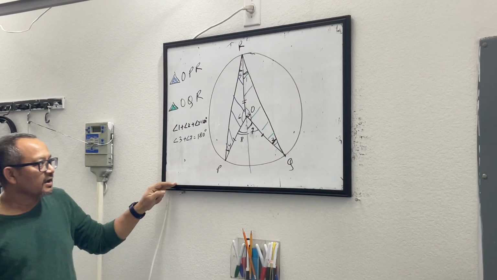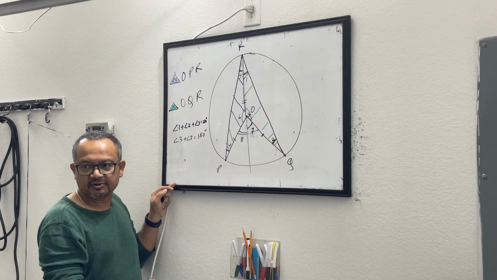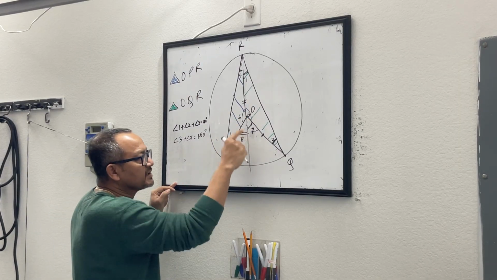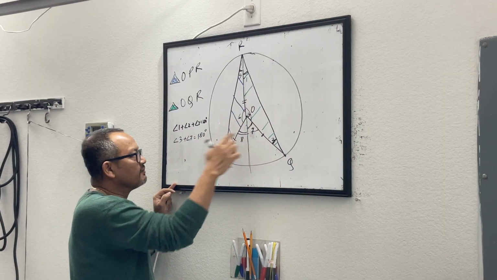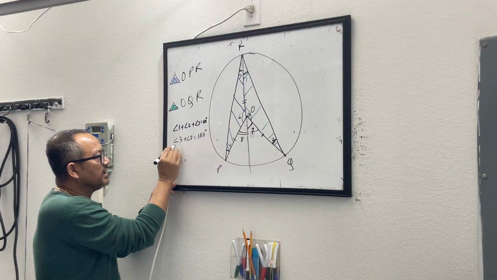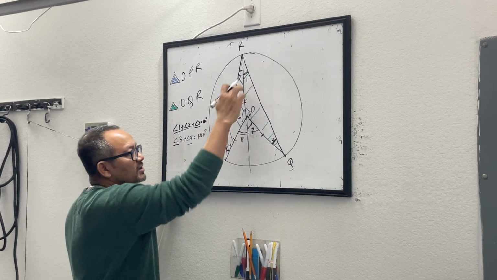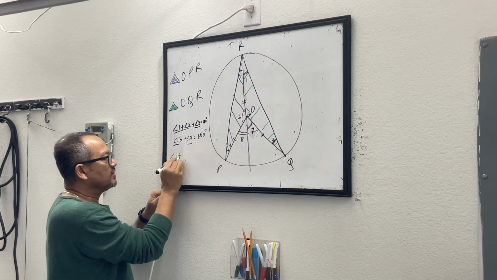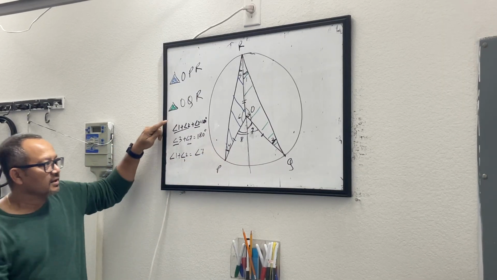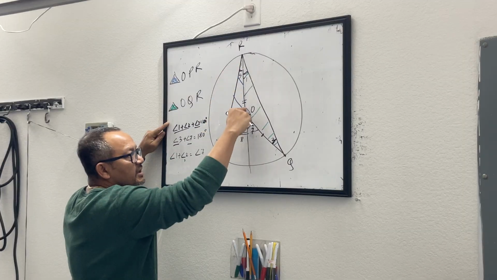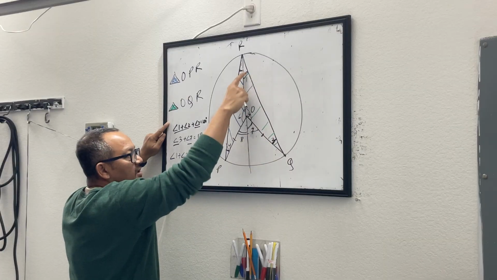Angle 1 plus angle 2 plus angle 3 will be 180 degrees. Agreeable? Angle 3 plus angle 7, I just stretched this line a little bit more, will be 180 degrees. 3 is common between the two, so 1 plus 2 is equal to 7. Angle 1 plus angle 2 is equal to angle 7. The sum of the three angles is 180 degrees, this angle plus this angle is 180 degrees, so these two angles will be equal to this angle.